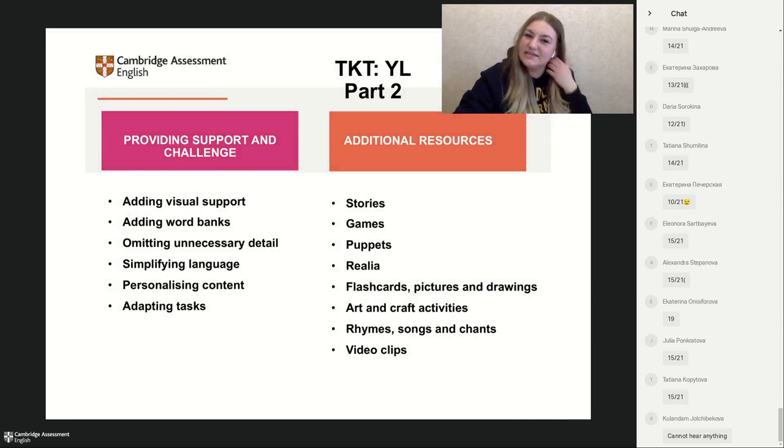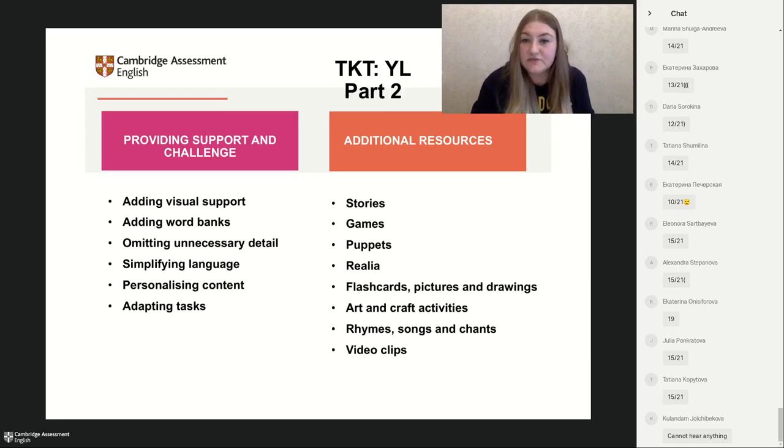So here you can see the two basic components of part two. There are additional resources and there are some of the components of providing support and challenge while choosing course books. Yeah, talking about the materials that we use in the classroom, I mean course books and other things.